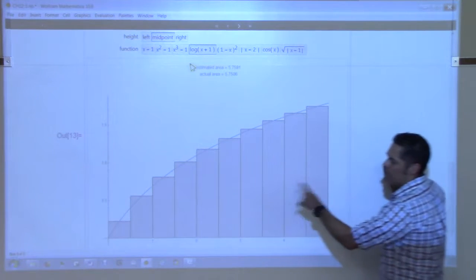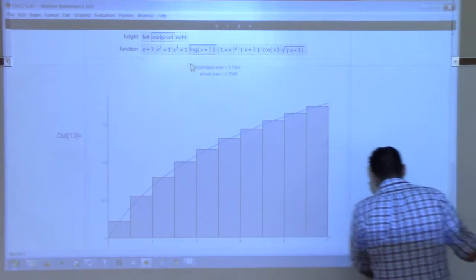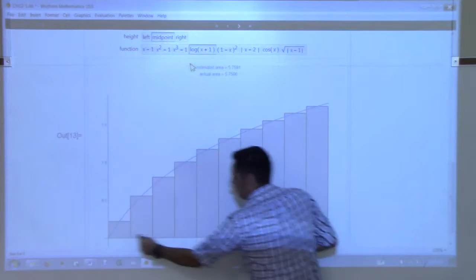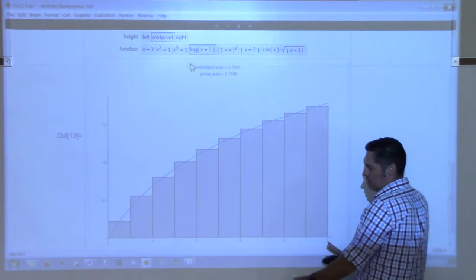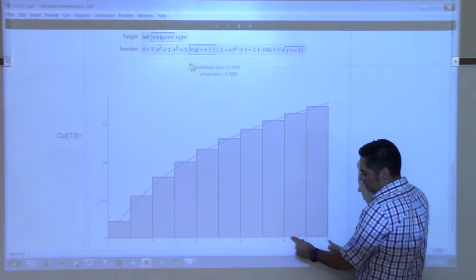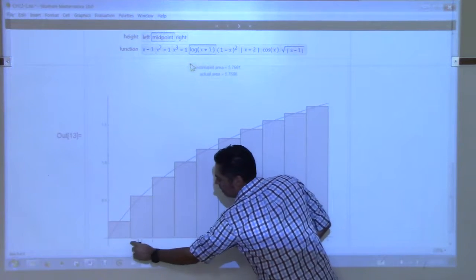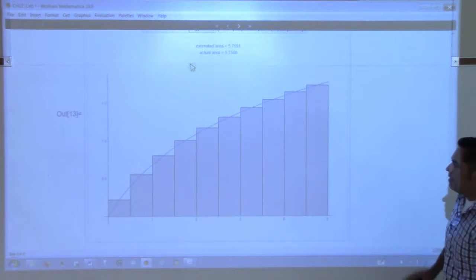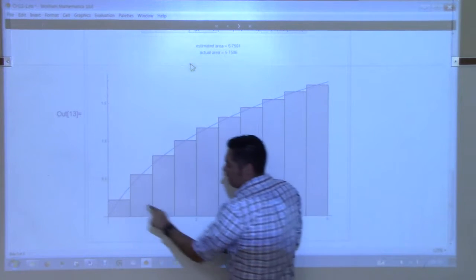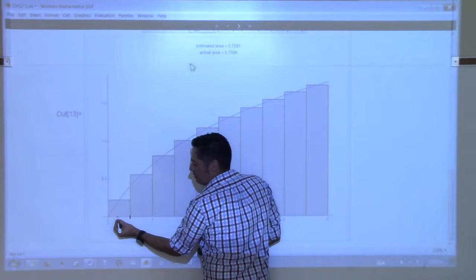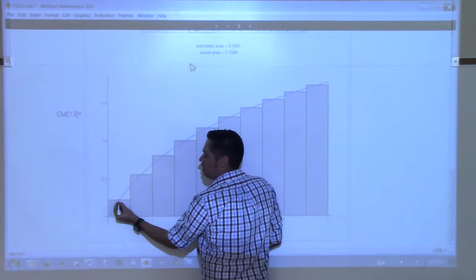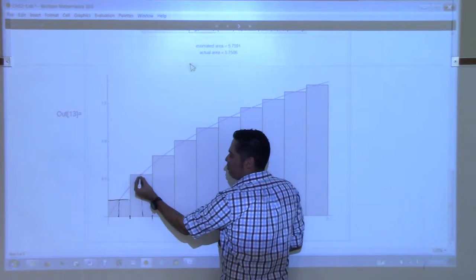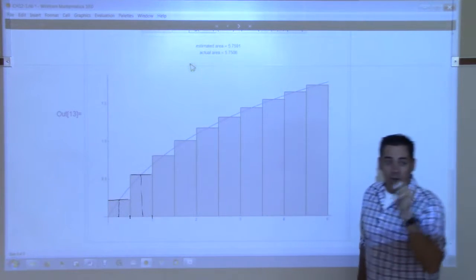How we constructed these rectangles, I don't know if you can tell from the picture, but the way I constructed them is I cut up the interval between, it looks like, 0 and 5 into 10 equal sections. The way I made the rectangles, I went to the middle of the first section, plugged it into the function, and used that as the height. Then I went to the middle of the second section, went up, and got the height. This is called the midpoint method.